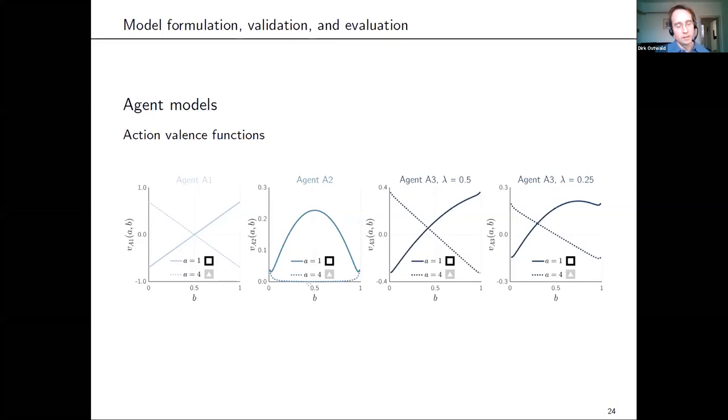so if the belief state is at 0.5. And if we now combine these, for example, in agent A3 with a convex combination parameter of 0.25, we see that the explorative goal of this agent shifts the breaking point, or the point where one of the actions has the higher action valence, to the left, so to a lower belief. Because here the black square is also the informative action, this becomes better than the other action earlier than in the pure exploitative scenario.